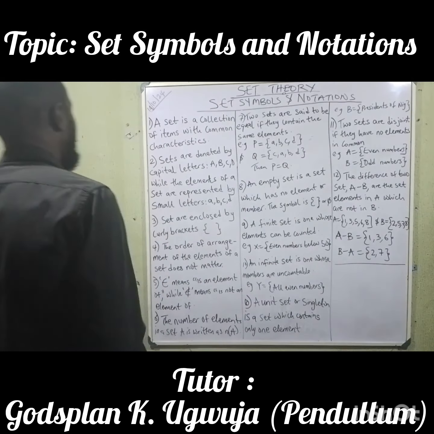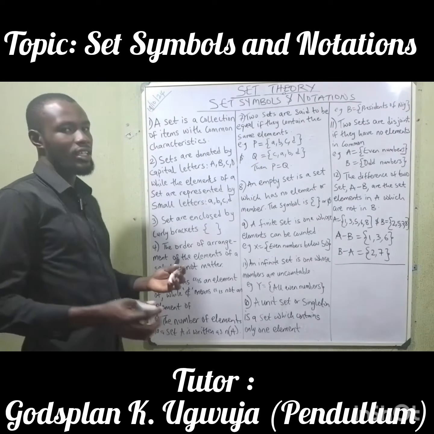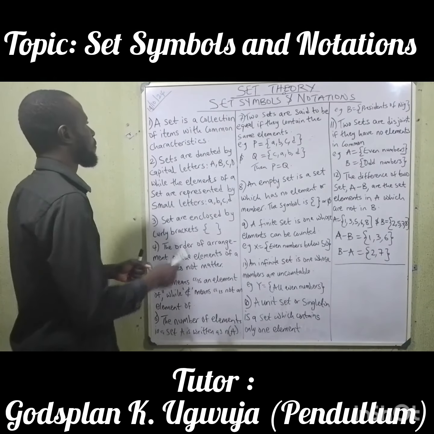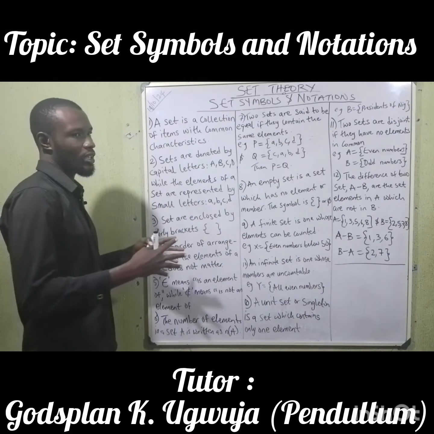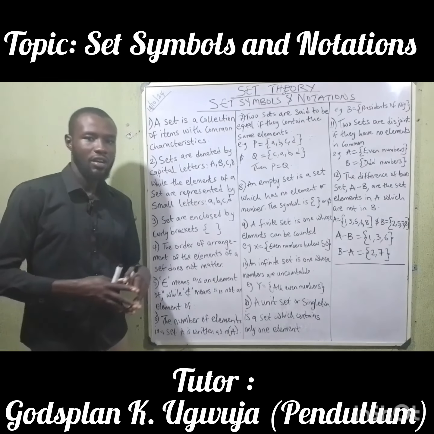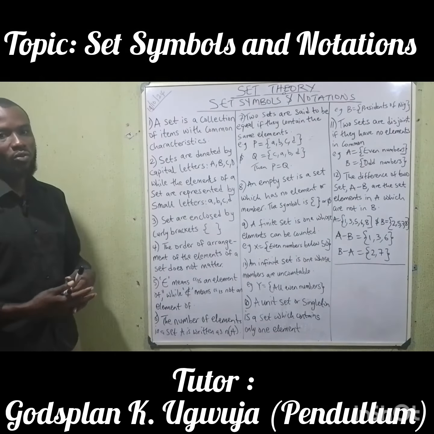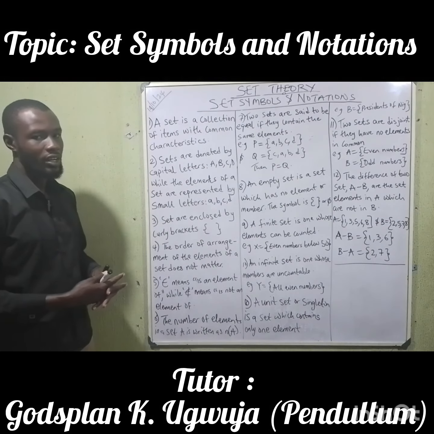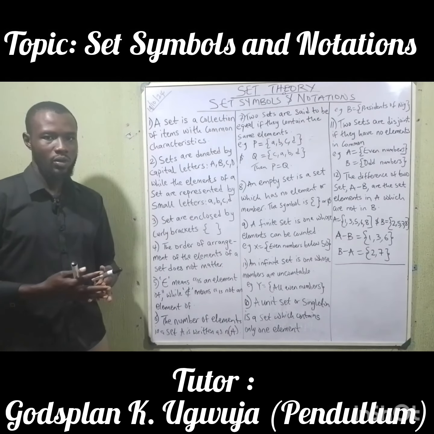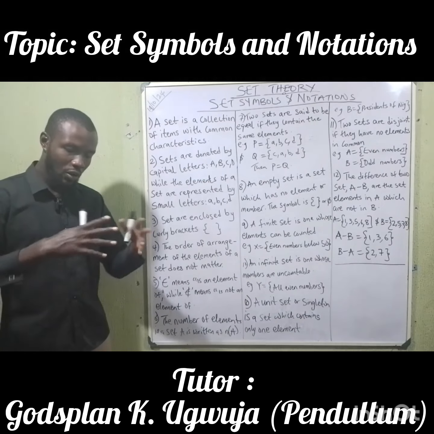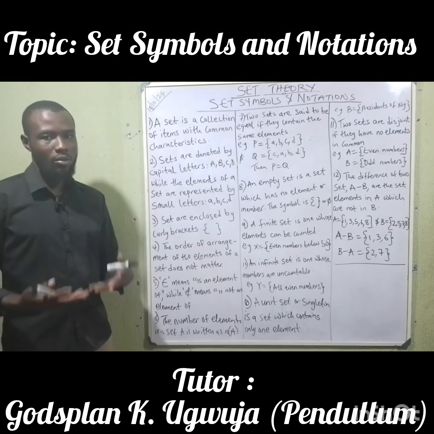So let's go. I think we have 12 points we are going to look at, so let's do this as quickly but as detailed as possible. A set is a collection of items with common characteristics. That's the definition of a set. So I can have a set of fruits, a collection of items and all of them are fruits. That's their common characteristic.